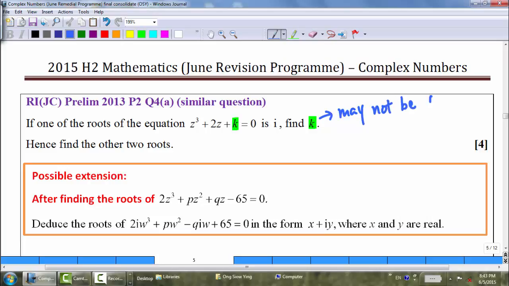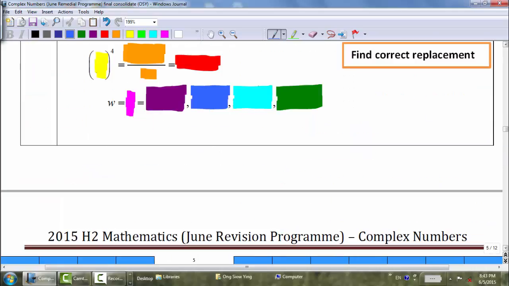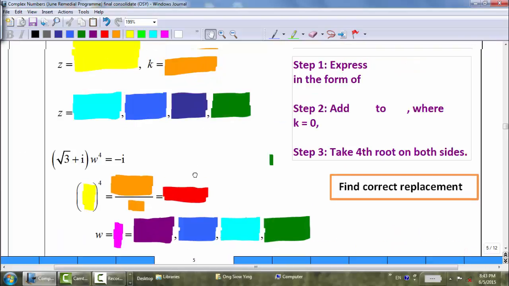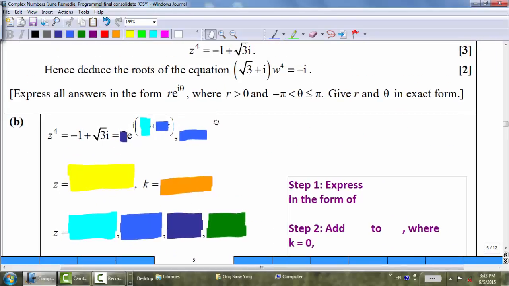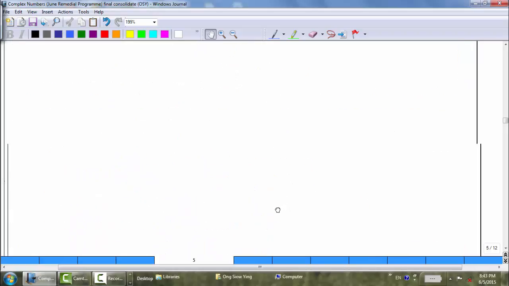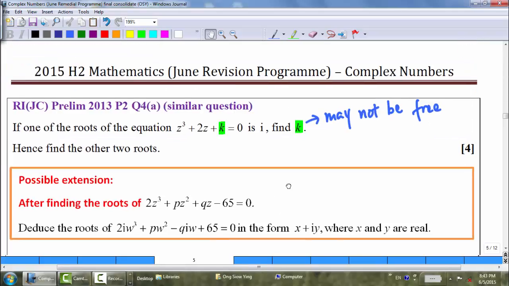If this is the case, then you have to do something a bit different. You know one of the roots is i, but the problem is you don't know the rest of the roots, because your K may not be real. That means the complex roots may not occur in conjugate pairs. So when you try to solve this equation, how are you going to proceed?